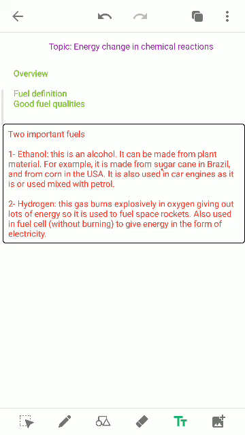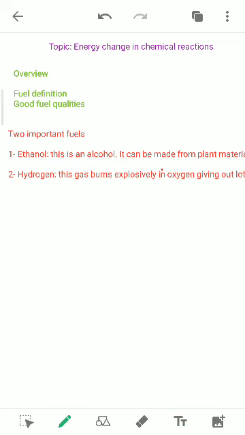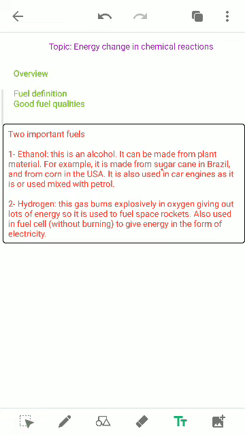Okay, it is also used in a fuel cell, without burning, to give energy in the form of electricity. The fuel cell we will be covering in this chapter in the coming videos. So you just need to understand that hydrogen is burned first in oxygen. When it is burned, it releases lots of energy and is used in space rockets. But it can also be used without burning, when you don't need to burn it. We'll be discussing how without burning you can use hydrogen, that is basically in a fuel cell, and it is used to form electricity.